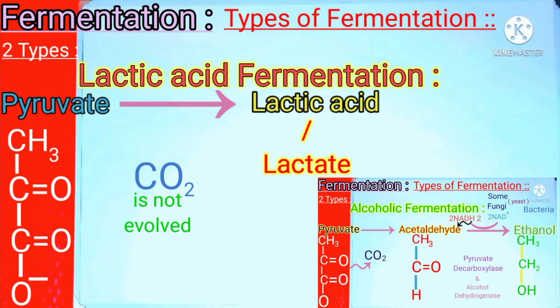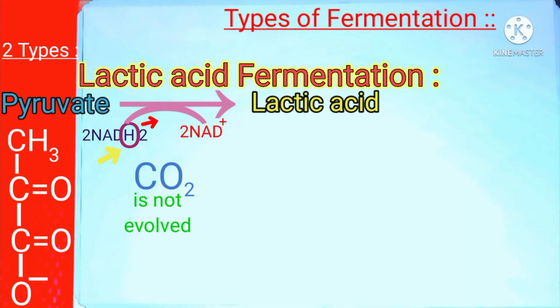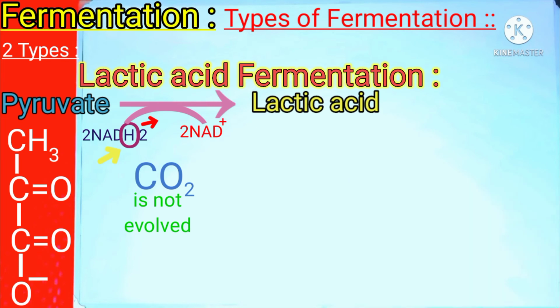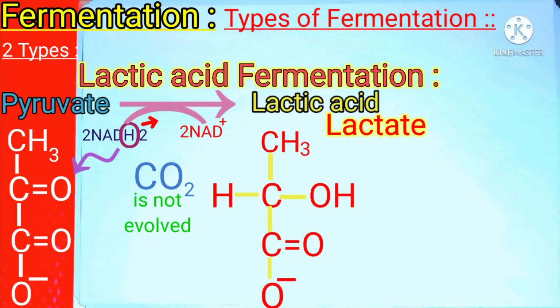In this reaction also, two NADH2 molecules participate. Hydrogen atoms are removed from this reduced form of NADH and it is converted to 2NAD+. Both of the hydrogen atoms obtained from the reduced form of NADH2 would be attached to this pyruvate, which is converted to lactic acid. It is also known as lactate. By seeing its chemical formula, we can prove that both hydrogen atoms have been attached to this lactate. One hydrogen atom is attached here and the second hydrogen atom is attached here.